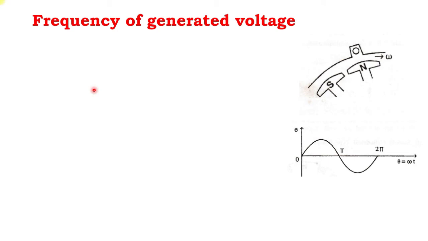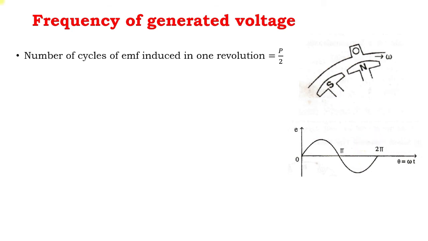Now we'll see the frequency of generated voltage. To understand the concept, here I consider one conductor and two poles. Here we can see this is one complete cycle of EMF generated from the alternator, and this is caused by the N pole, and the negative cycle is caused by the S pole. To understand this better, let us look at that.